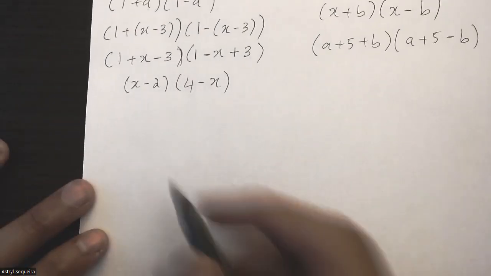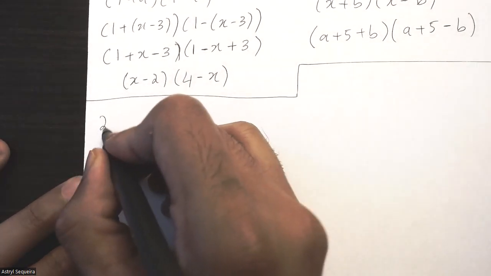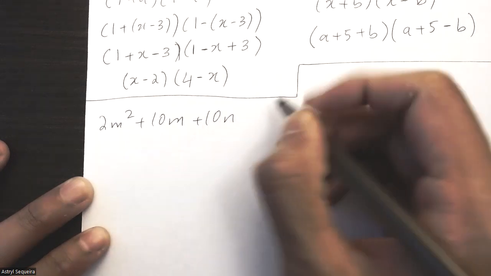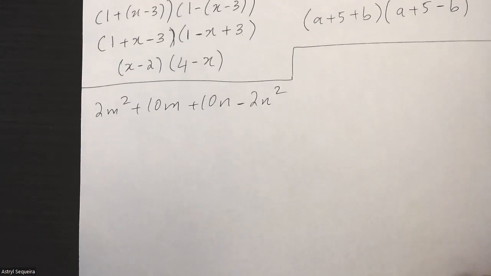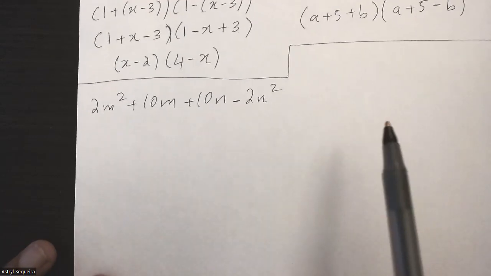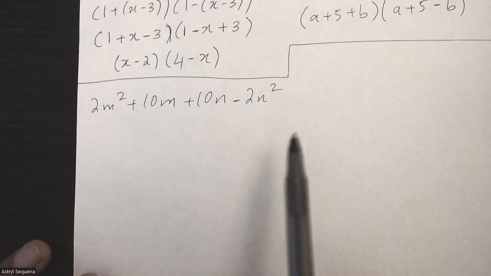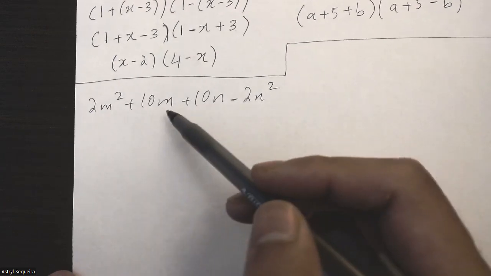Let's go to the third and final question. The third and final question is 2m squared plus 10m plus 10n minus 2n squared. And this is a really tricky one. You can try this one before I show it to you. Pause the video over here, try it. It's a really tough one to figure out yourself. So let's take a look.